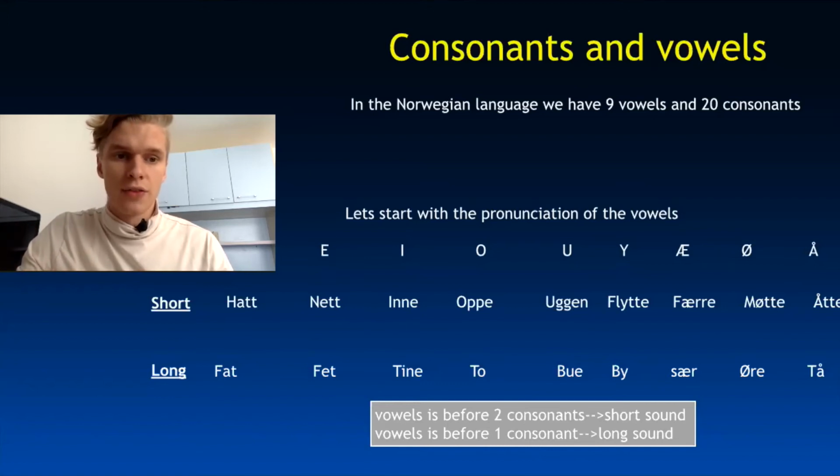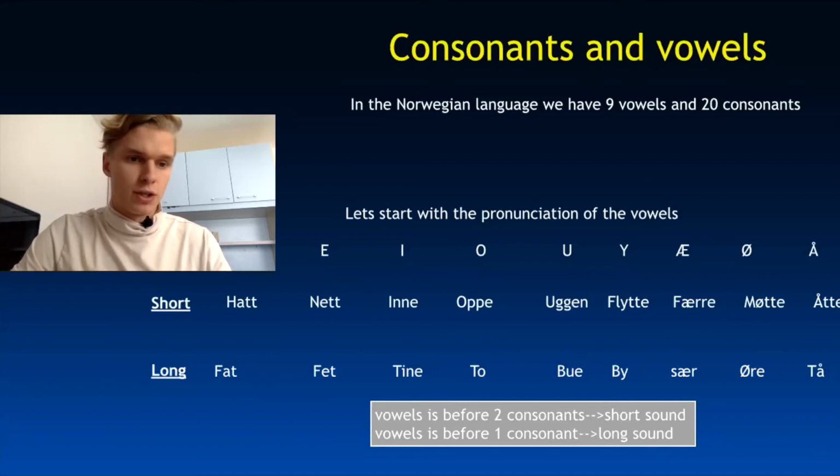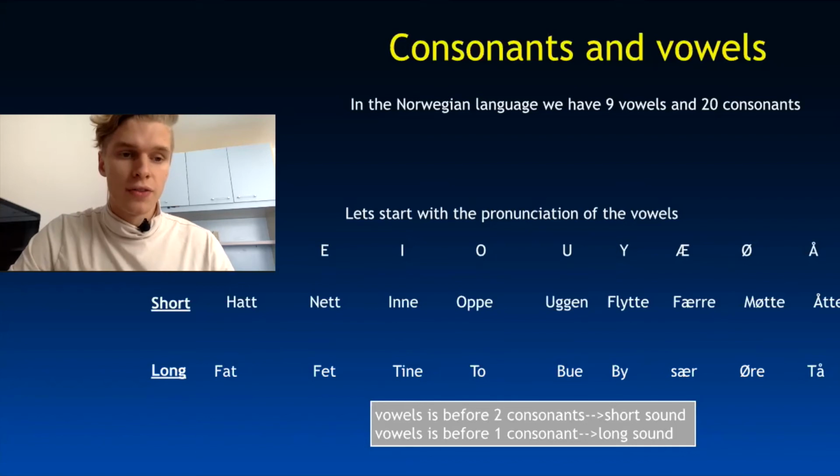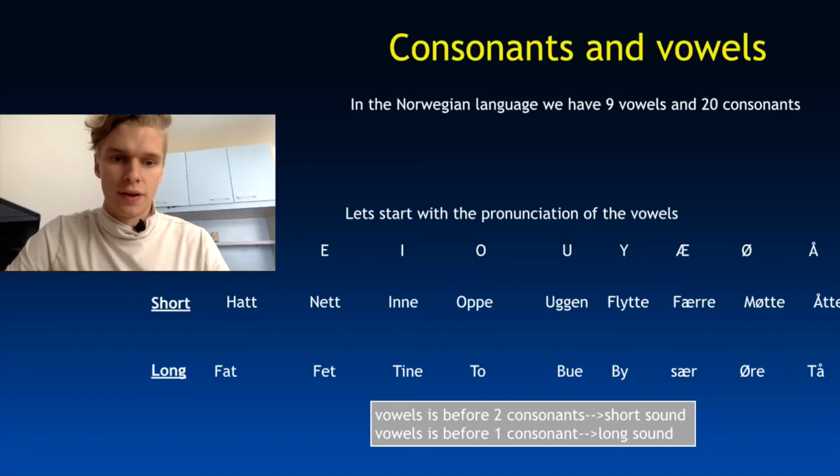Look at this, hot, okay? Since we put pressure on the double T, we don't put pressure on the A, so it's going to be short, like fast, okay? So look, hot, okay? Since it's a double consonant, we put pressure on the double consonant, not the vowel, okay? Hot, okay? Look at the A also, the next one.